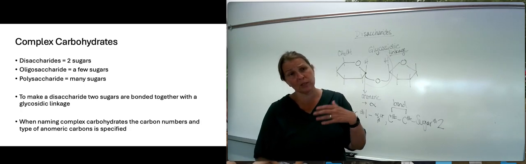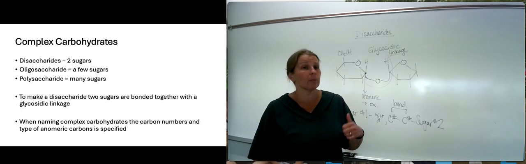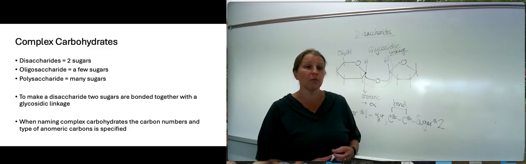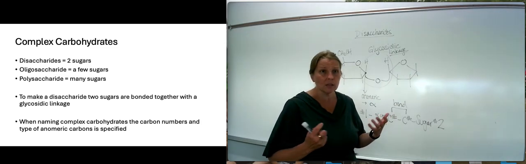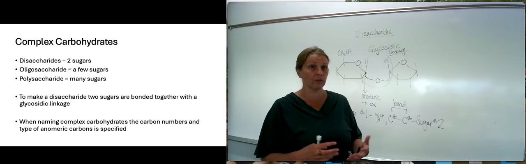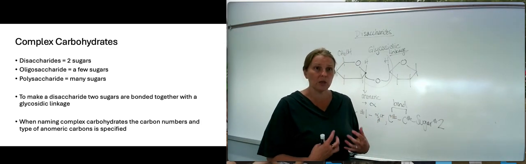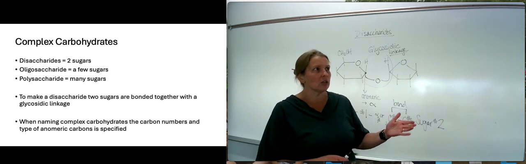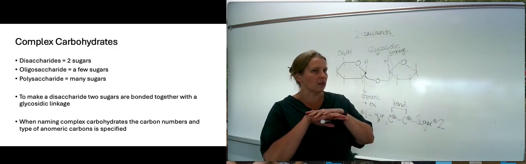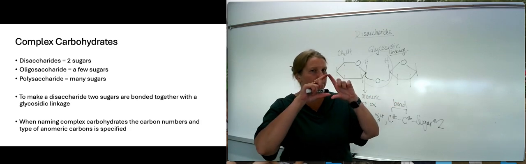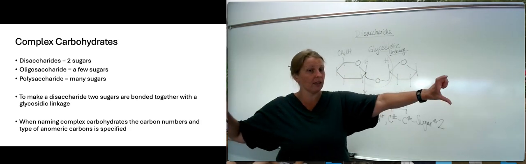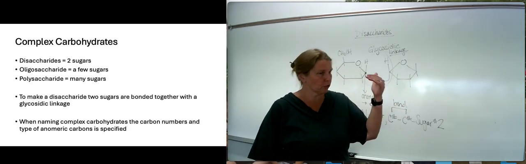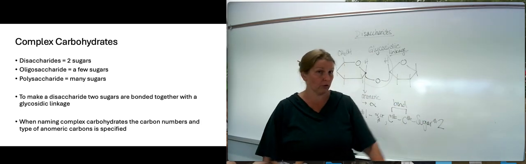whether it's alpha or beta, and that can distinguish things like, for example, when we talk about polysaccharides, something called cellulose. Maybe you've heard of that before. Cellulose is found in trees and tree bark, or maybe you've heard of glycogen. Glycogen is what we use in our fat and muscle stores for energy. Glycogen and cellulose are the exact same sugar. It's a polysaccharide, many sugars together, of glucose. It's just glucose, glucose, glucose, over and over again.